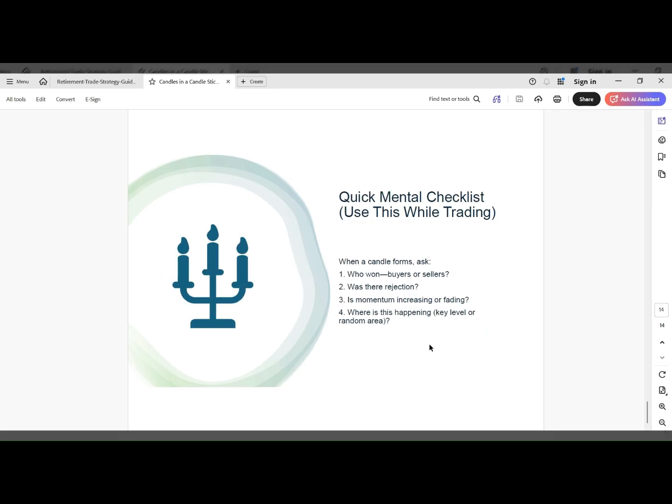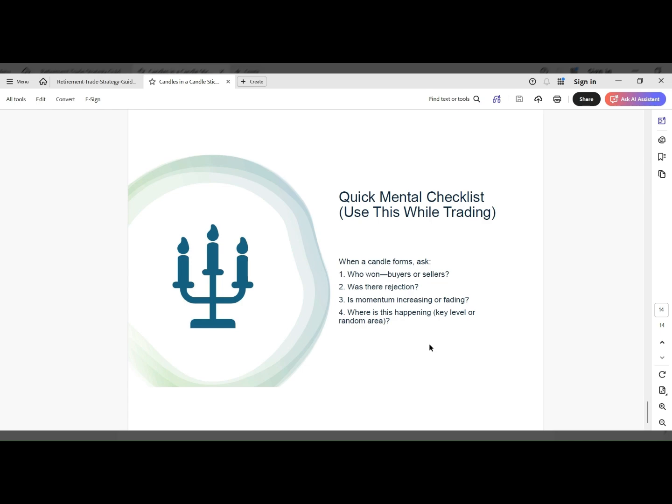Quick mental checklist. Use this while trading. When the candle forms, ask, who won this? Did the buyers, the sellers? Was there a rejection or not? Sometimes you'll have a candle body, and there's no wicks on either end. And what that tells you is whatever color that candle is, that's who's winning. But also the fact that there's no wicks on either end tells you that it's very strong movement in that direction of whichever way that candle is going. And that's a good place if you're trading in on it and you're already on it.